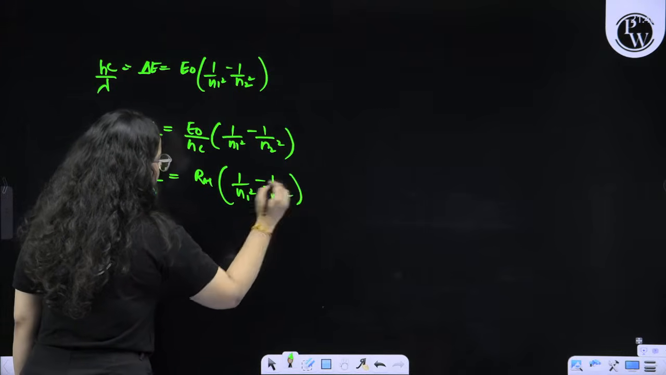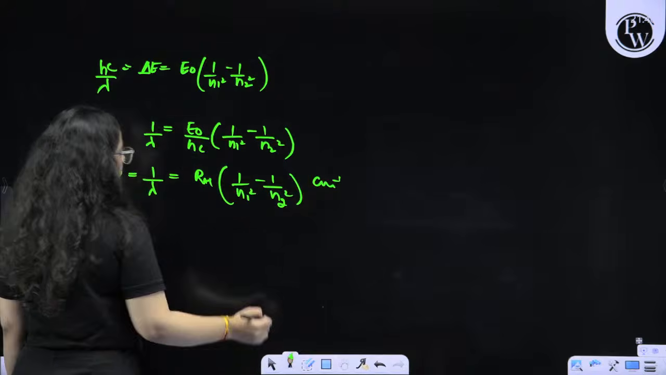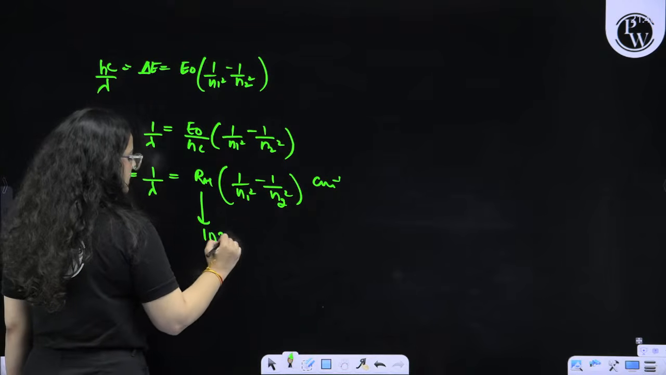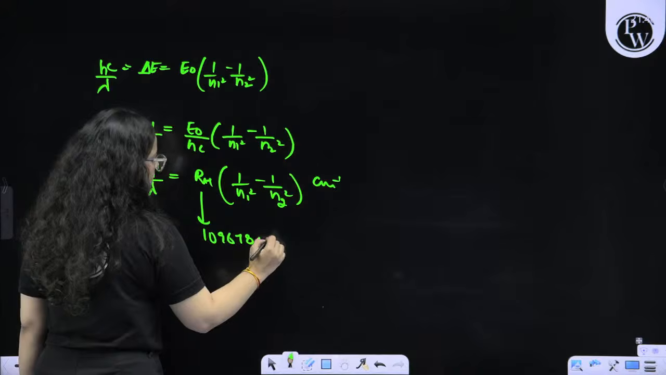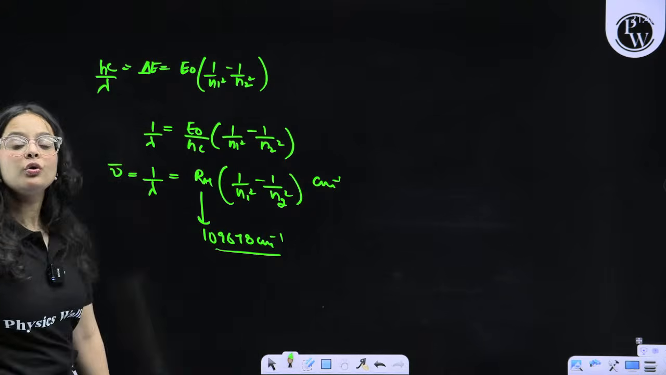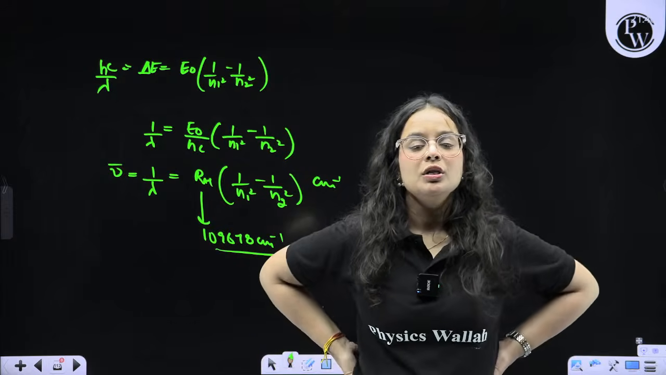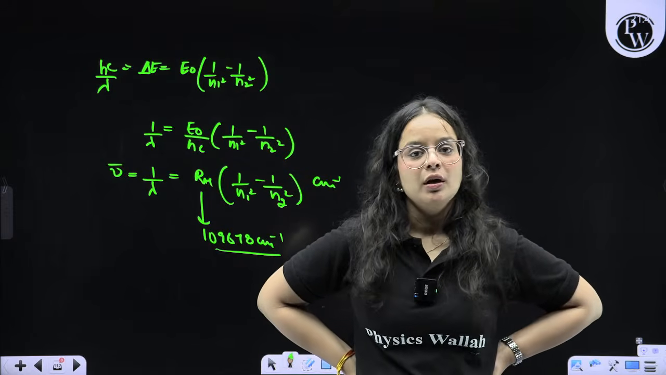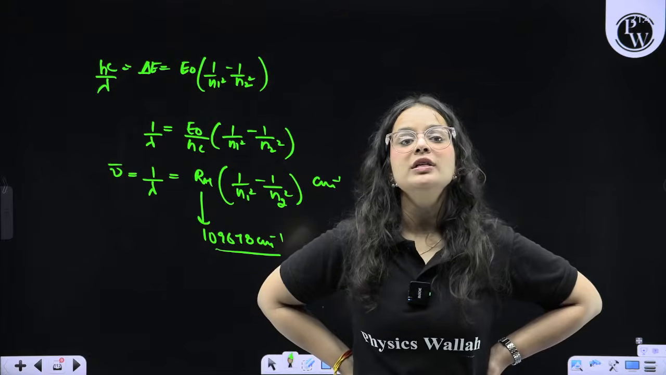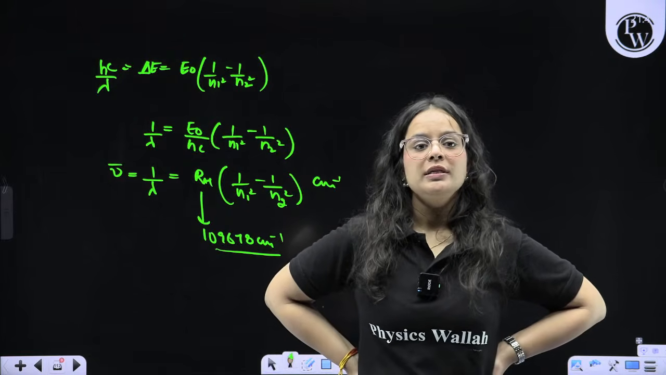If I'm taking it in centimeter inverse unit, it is 109,678 centimeter inverse. This is the value of RH we usually use. But multiple times in the question they ask you directly in terms of RH. Just solve the formula directly in terms of RH. Find the value in terms of RH. So you just have to put the value.